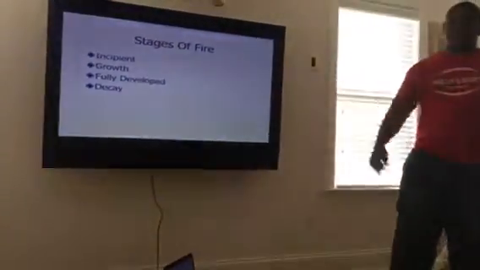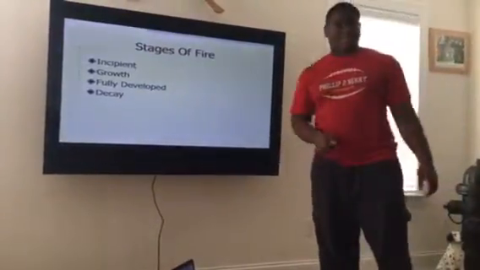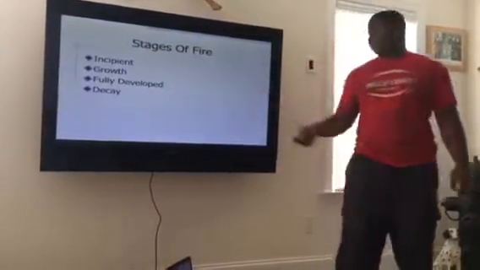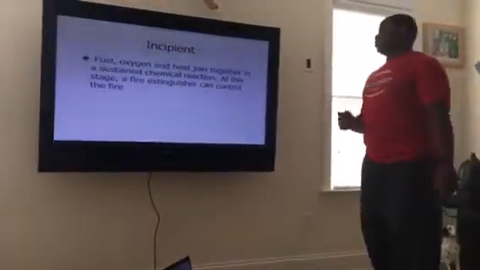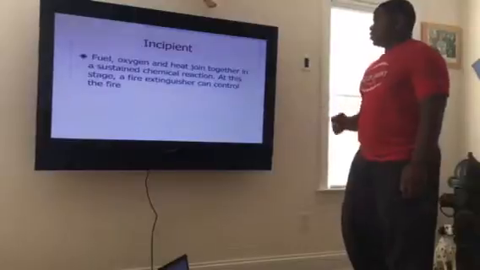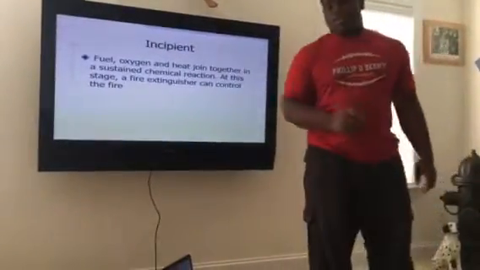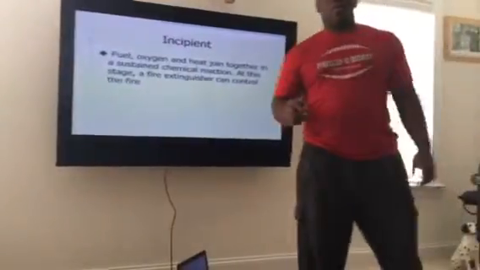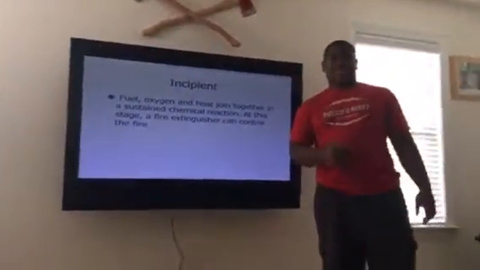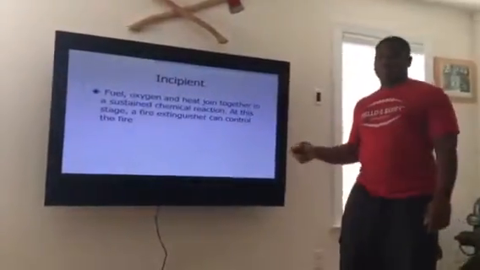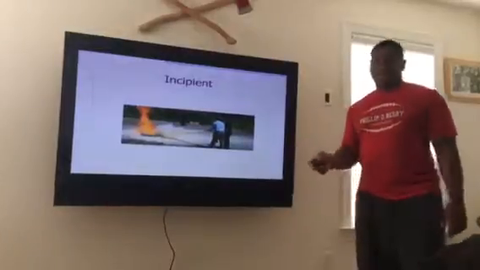So different stages of fire. So the incipient, right? Growth, fully developed, and decay. So the incipient, fuel, oxygen, and heat join together in a sustained chemical reaction. At this stage, the fire extinguisher can control the fire. So that means a small fire on the ground. So that's what an incipient fire looks like.